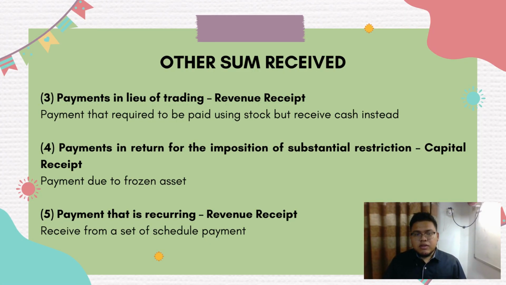The third one is a payment in lieu of trading stock, which is a revenue receipt. The description is a payment that is required to be paid using stock but the cash is received instead. Next, we have a payment in return for the imposition of a restriction, which needs to be treated as a capital receipt. This is the payment due to the process asset during production. The last one is a payment that is recurring, which needs to be treated as a revenue receipt. Recurring payment means that the receipts are from a scheduled payment that needs to be paid by the customer.